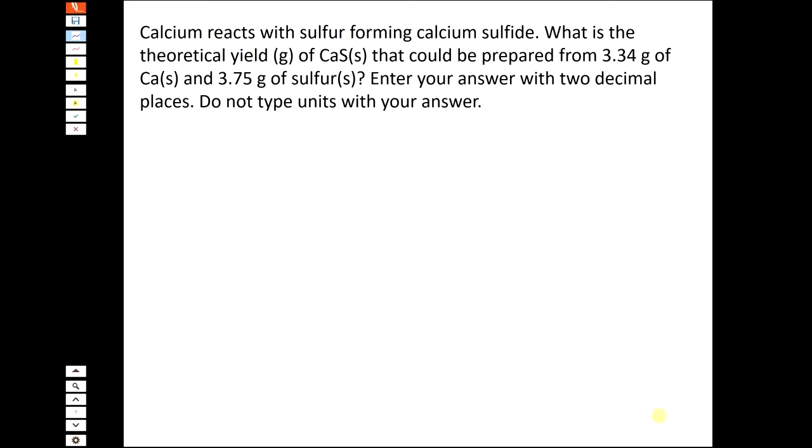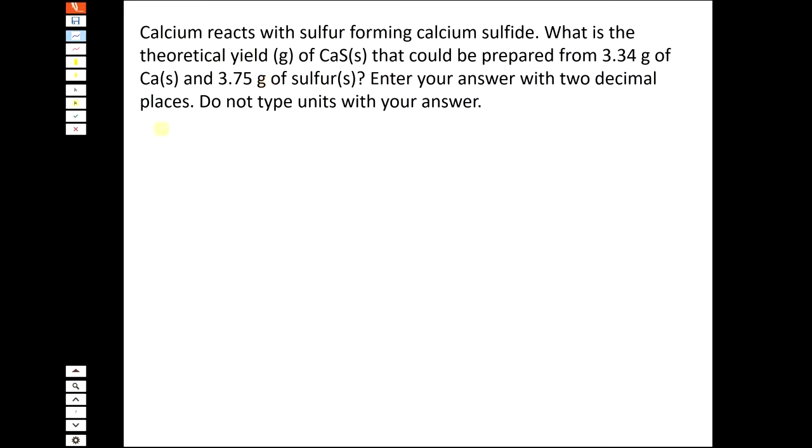So here we have calcium reacting with sulfur, forming calcium sulfide. And we want to know the theoretical yield of calcium sulfide that can be prepared from 3.34 grams of calcium and 3.75 grams of sulfur. Enter the answer with 2 decimal places. So this is a numerical question. Your numbers would have been possibly different, but same series of steps no matter what.